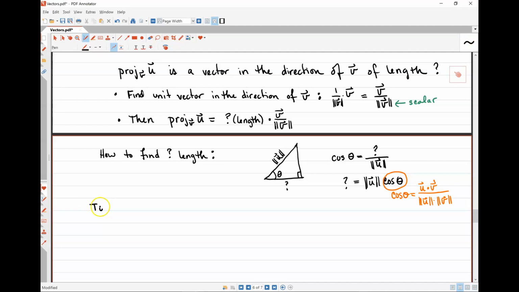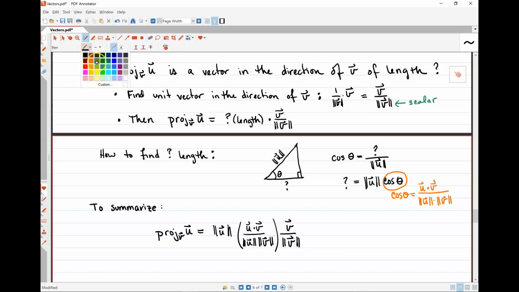So to summarize, if we want the projection of vector u in the direction of vector v, what we're going to use is this formula. We're going to take the length of u times cosine theta, but cosine theta is actually this, and multiply that by this unit vector in the direction of v. Now we can do some combining and some canceling. Why don't we do that just quickly?